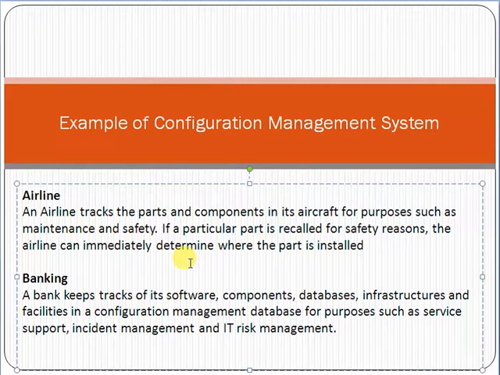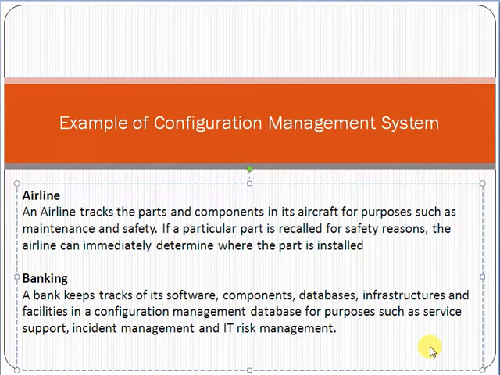Similarly, in the banking system, configuration management is very strong. A bank keeps track of its software components, database, infrastructure, and facilities in a configuration management database for purposes such as services, support, incident management, and IT risk management. Let me give you an example. All banks normally have an ATM system, automated teller machines, for payment transactions. So all banks have a very strong system of configuration management.